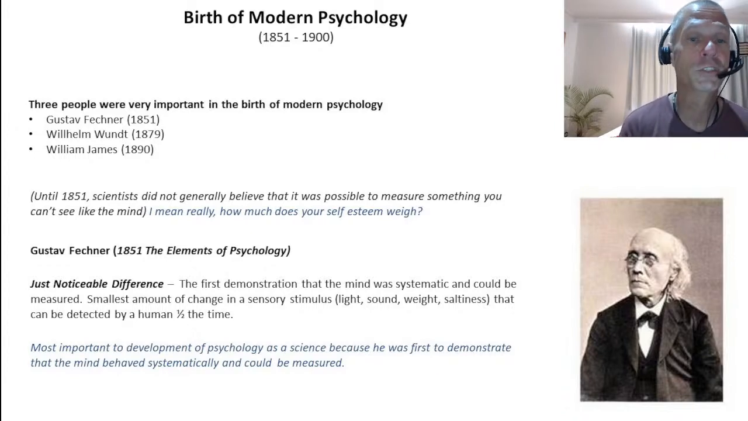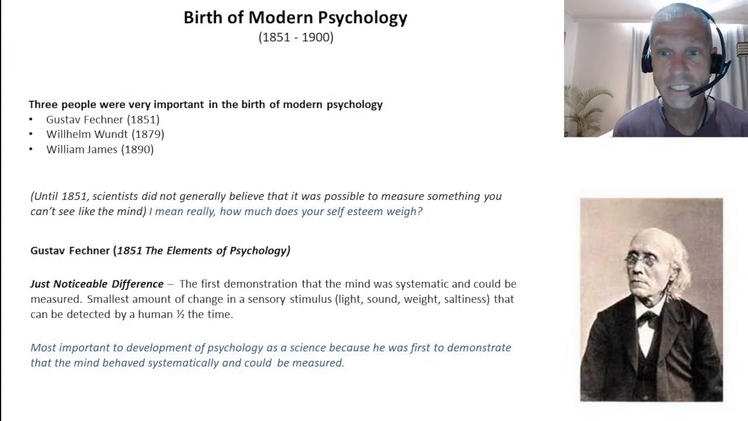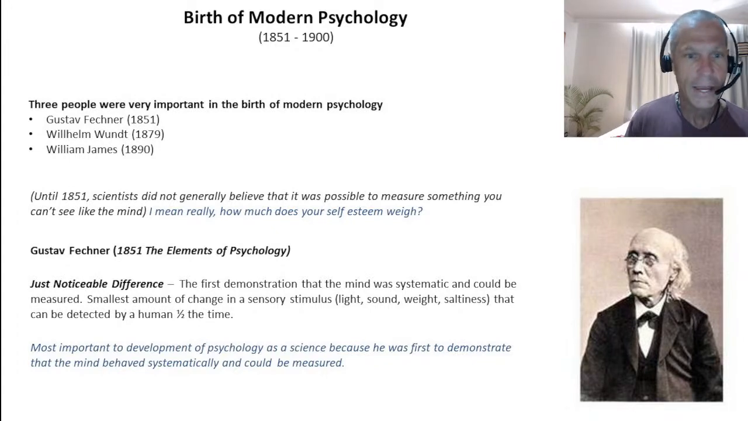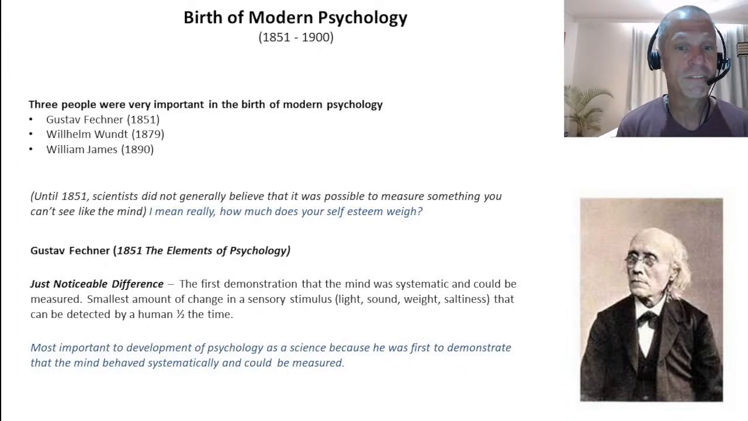Now, this fellow Gustaf Fechner in 1851 published a book called The Elements of Psychology, and he demonstrated a very important thing. He demonstrated that the mind was systematic and that you could measure it. He demonstrated this thing called the just noticeable difference, which is the first demonstration that the mind was systematic and could be measured. He found that the smallest amount of sensory stimulus change that a person could detect was very systematic.